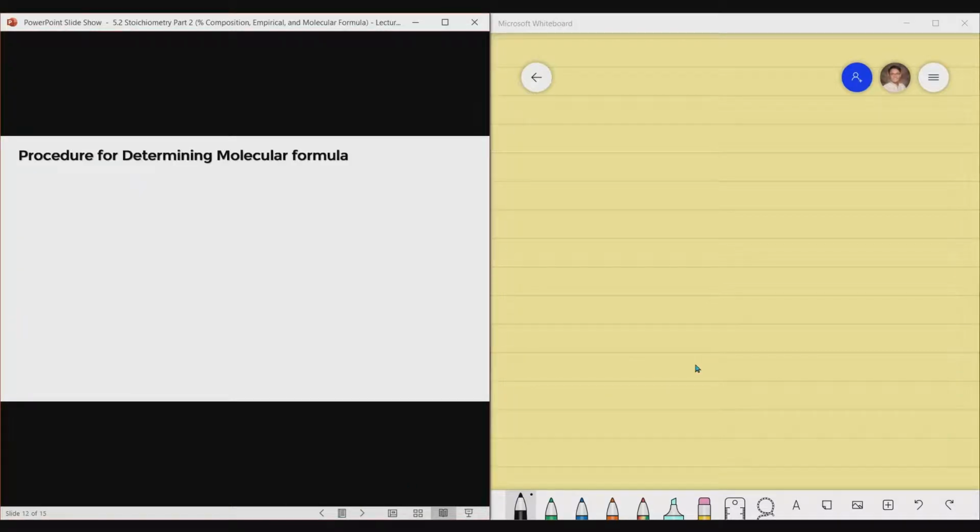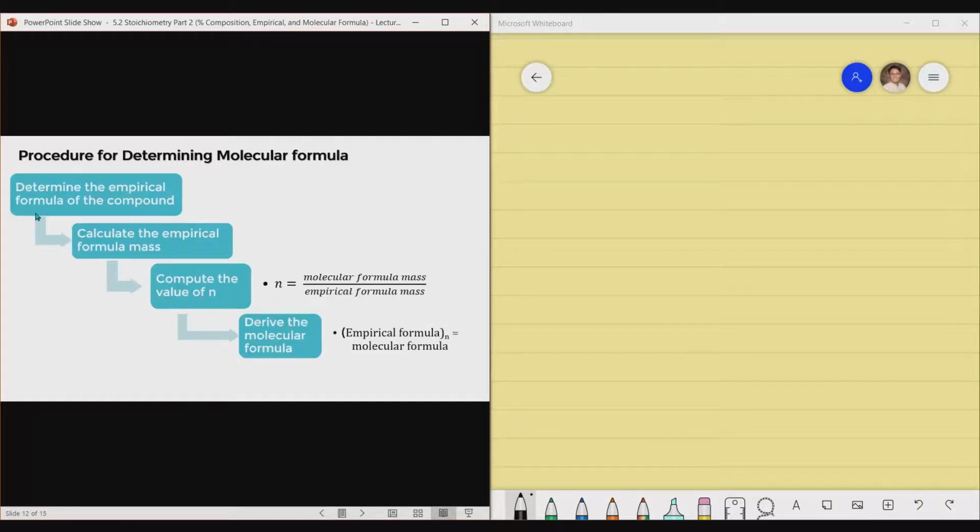Let me show you the procedure on how we can determine the molecular formula. First, determine the empirical formula of the compound, meaning whatever you learned in determining empirical formula will be applied in this lecture. Before you can find the molecular formula, you must first compute the empirical formula. Next, calculate the empirical formula mass. Once you have the formula from the first step, you just find the molar mass of the empirical formula.